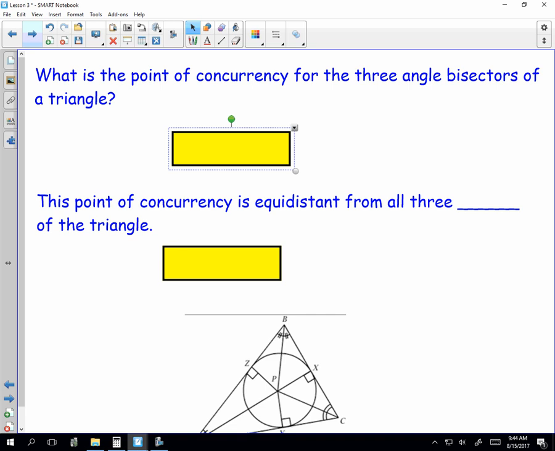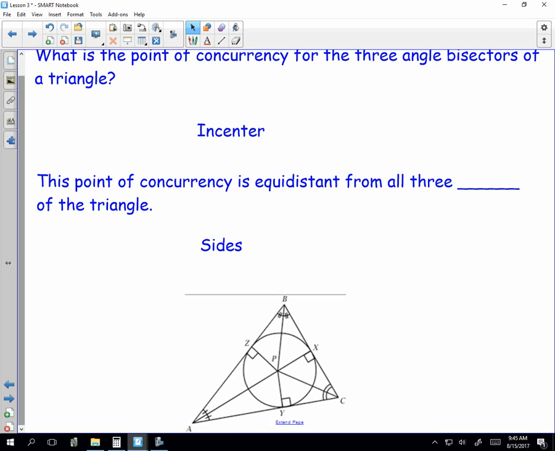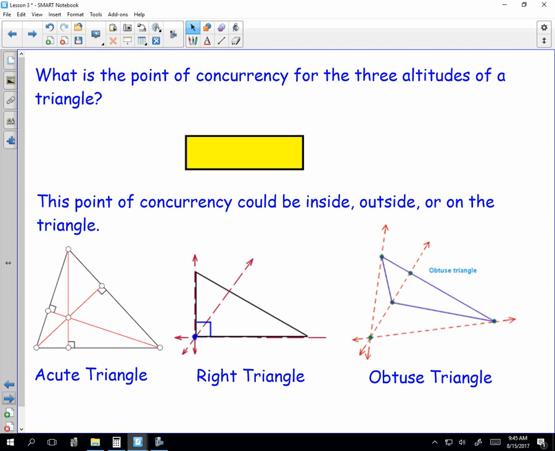What point of concurrency is for the three angle bisectors of a triangle? And that is the incenter. Why is the incenter important? It's equal distance from all three sides, or an inscribed circle.